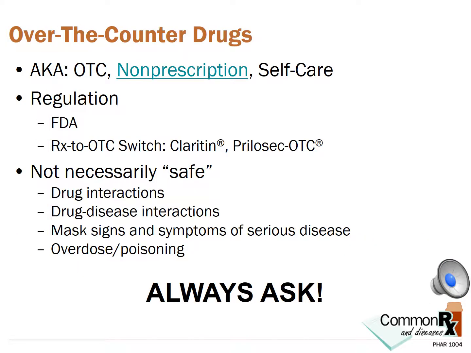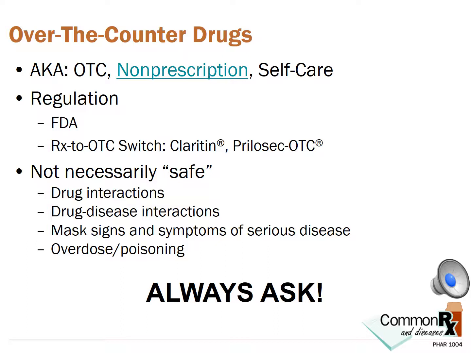Over-the-counter medications are also known as OTC, non-prescription, or self-care products that are available without a prescription. There have been a few prescription to OTC switches. Antihistamines like Claritin, Allegra, and Zyrtec, and proton pump inhibitors like Prilosec started as prescription medications and are now available without a prescription. Patients are given a little bit more exposure to medications without having to see a prescriber first.